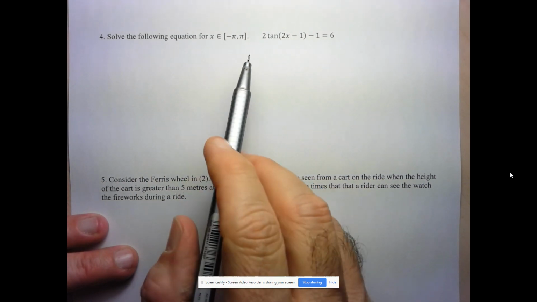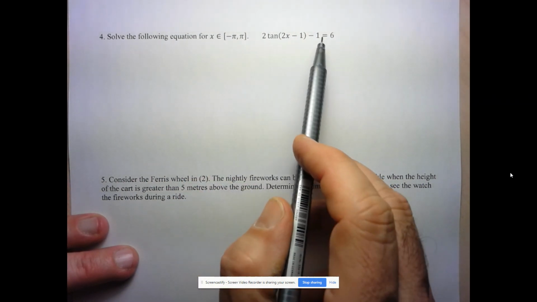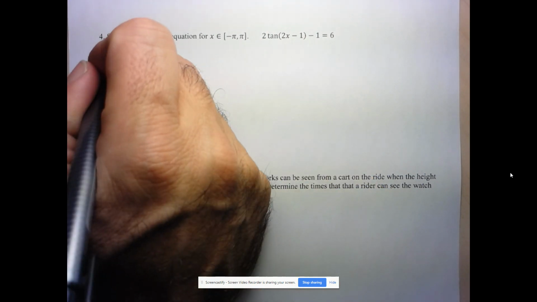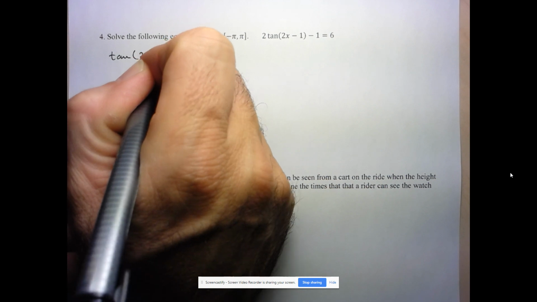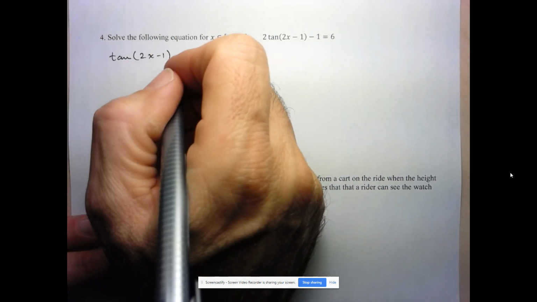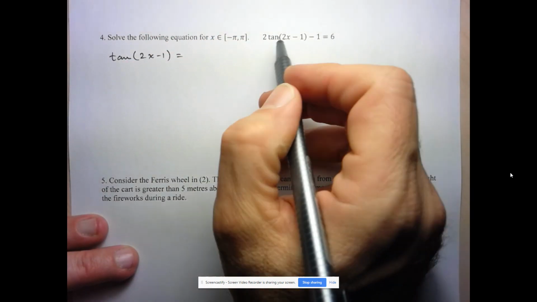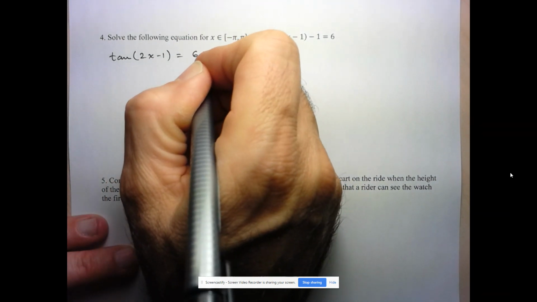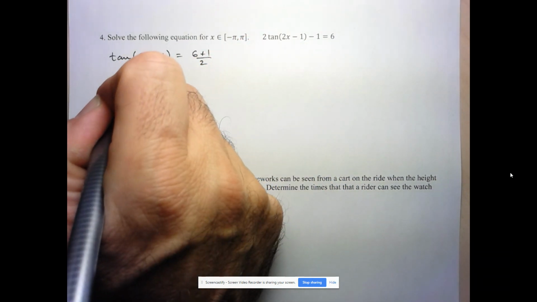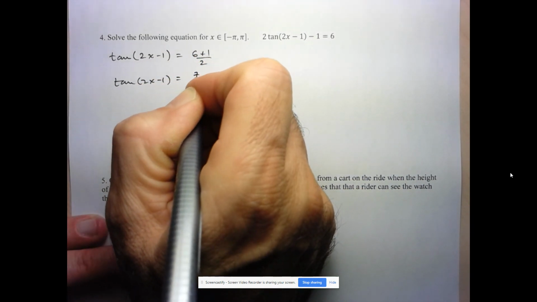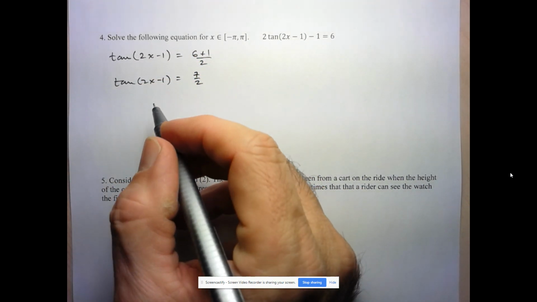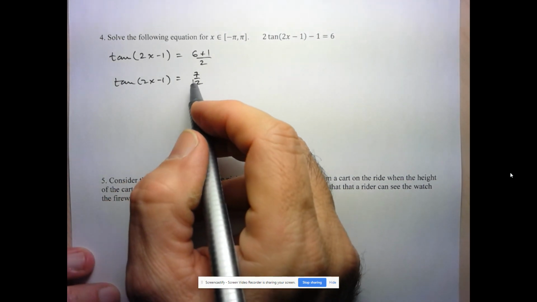All right, so step number 1, this is still a linear trigonometric equation. So step number 1 is to isolate the trigonometric expression, so isolating tan of 2x minus 1. What are we going to do? We're going to add 1 and divide by 2. So 6 plus 1 and then divided by 2. So we have tan of 2x minus 1 equal 7 over 2. So we have our single trigonometric expression equal to a number.